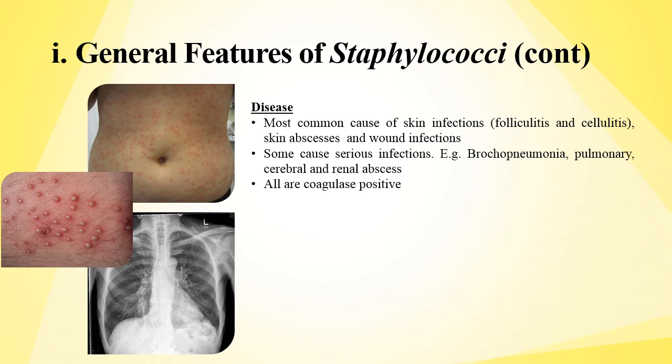Okay, the most common diseases caused by Staphylococci include skin infections such as folliculitis and cellulitis, as shown here. Other than that, they can also cause skin abscesses and wound infections. Some of the serious diseases caused by Staphylococcus are bronchopneumonia and pulmonary, cerebral and renal abscess. Usually the ones that are pathogenic are coagulase positive, and the coagulase negative are non-pathogenic.